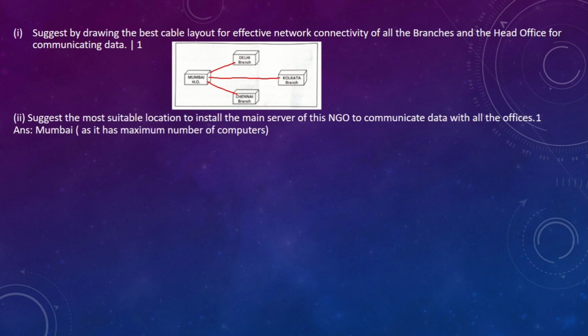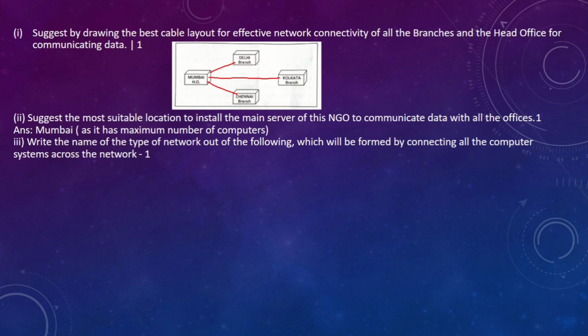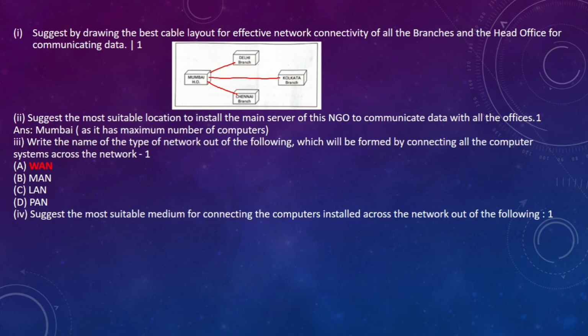Suggest the most suitable location. We have already discussed where we should keep the server. So server should be kept at Mumbai. Now write the name of the network which is forming here. So the options are WAN, MAN, LAN and PAN. So obviously the answer will be WAN. So that is why it is red in color.